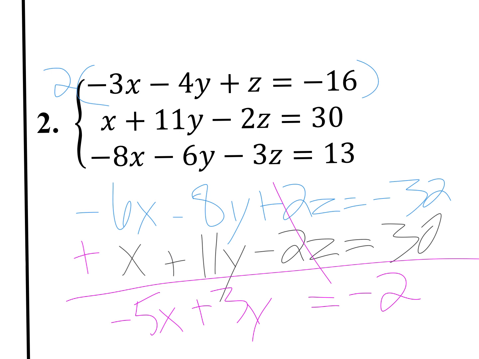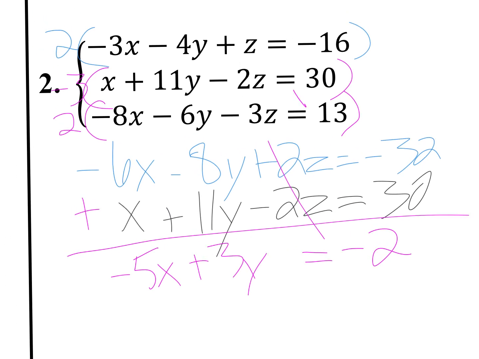So I'm going to multiply this middle equation by, I guess, negative 3. That'll give me a positive 6z. And then I'm going to take this third equation and I'll just multiply it by 2. And that'll give me that negative 6z.